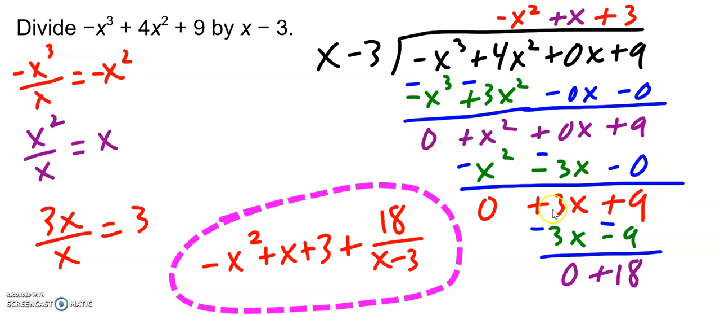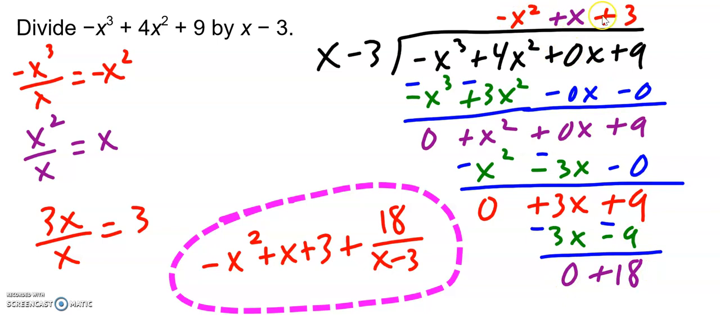Now we can divide again. So I'm going to take my positive 3x here, divide it by the x. 3x over x is 3. Write that up here on top. Multiply in green, so 3 times x is 3x. 3 times negative 3 is negative 9. Now I subtract in the blue. 3x minus 3x is 0x, or 0. 9 minus negative 9 is actually 9 plus 9, so that's how I get the 18.